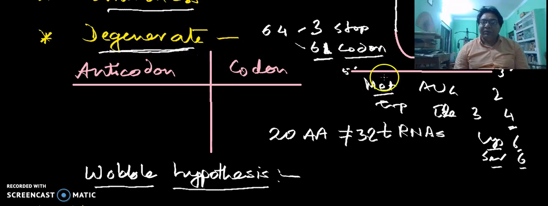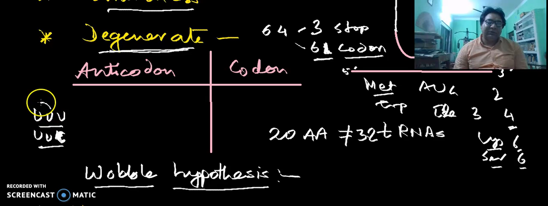What is that? Say I am taking the example of phenylalanine, where in mRNA the sequences are U, U, U and U, U, C. These two sequences, both of them will code for phenylalanine. So you can see the first two bases are specific. The last base is non-specific.